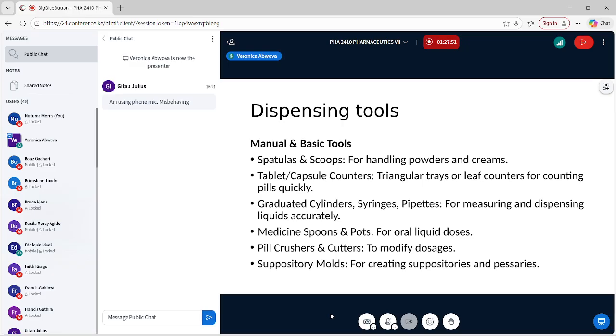Okay. Then we have some dispensing tools that you will find in the pharmacy. You have things like spatulas and scoops for handling powders and creams. You have tablet counters, such as triangular trays or leaf counters for counting pills quickly. Usually, you don't want to touch the tablets. So usually you have a tray where you can count the tablets and fill them into different containers. Then you have graduated cylinders, syringes, pipettes for measuring and dispensing liquids accurately.